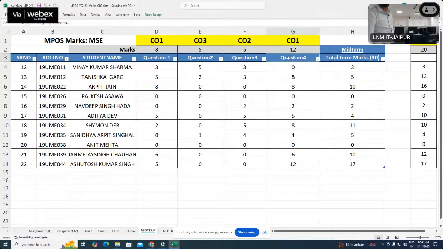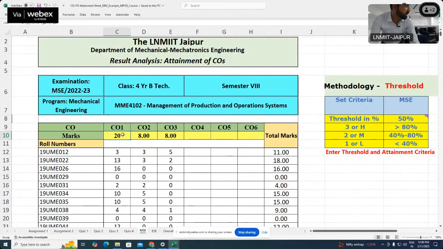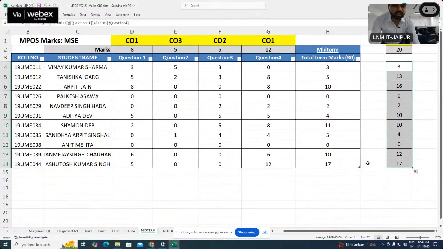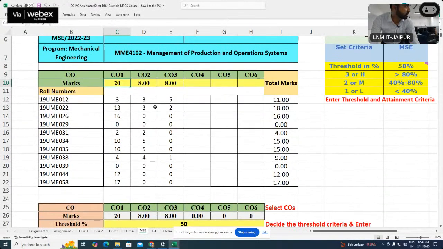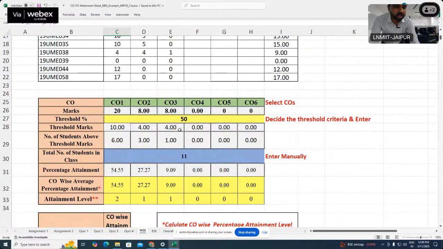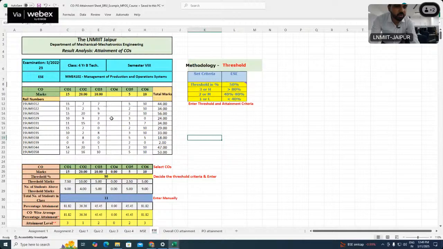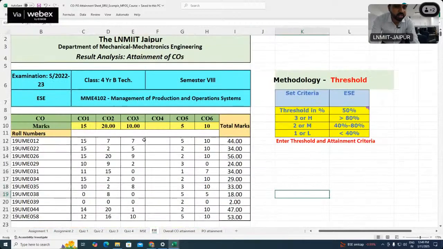Question 1 and question 4 were related to CO1. So I have taken the addition of these two questions, and I have calculated the addition of the score attained by the student, and CO1 totally had 20 marks. So that is the 20 entry here. Then I have copied this and pasted it here, and so forth. Similarly for CO2, similarly for CO3, and these attainment values we got directly. And finally, similarly we will do this exercise for the end semester examination also.